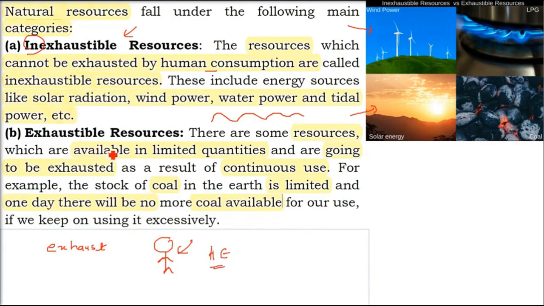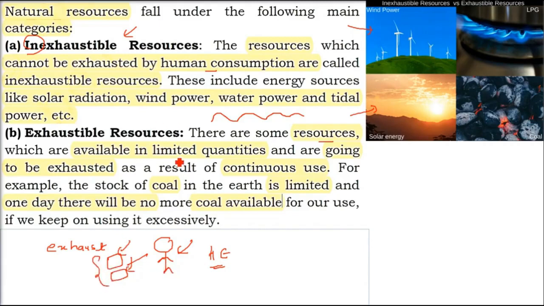Hydroelectricity generated by water power. When it comes to exhaustible resources, those resources which are limited in quantity, we know the quantity beforehand. For example, if you have 2 chocolates, if you eat one and you know that one is remaining, if you eat both of them, that means they are exhausted.